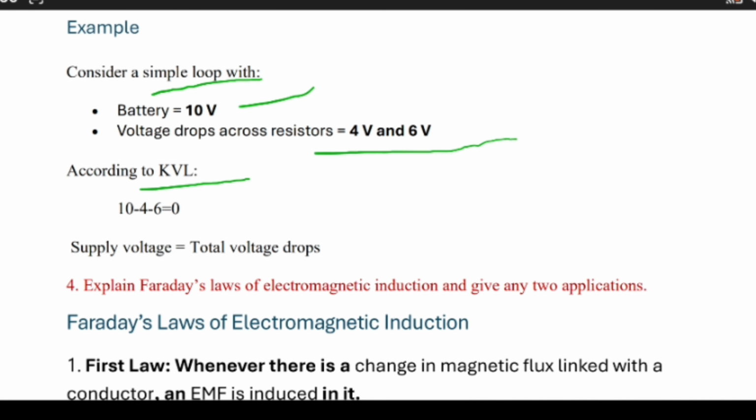Coming to Kirchhoff's law, the summation of voltages is equal to 0. So what are the voltages? 10 minus 4 minus 6 is equal to 0. So the supply voltage is equal to the total voltage drop.